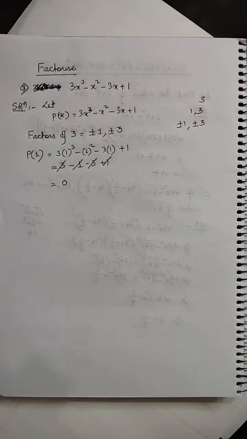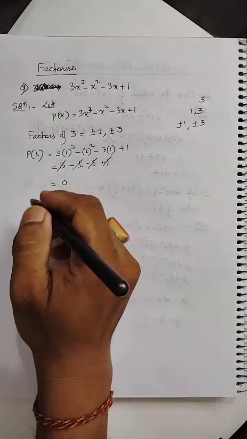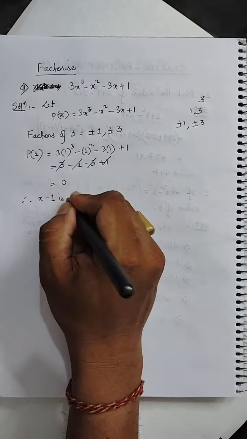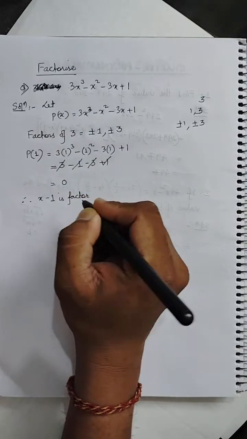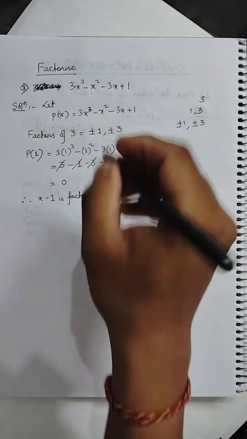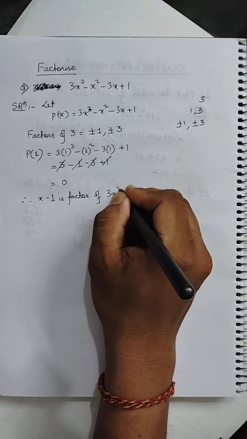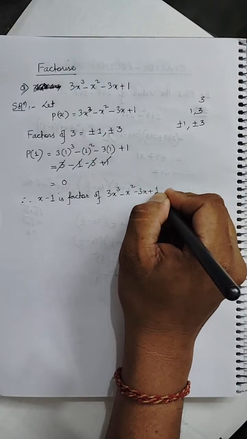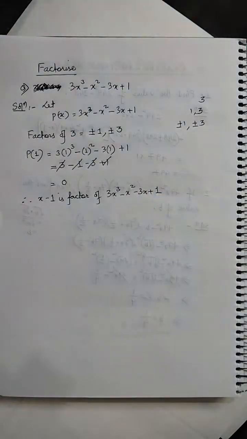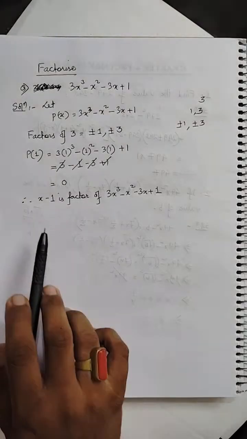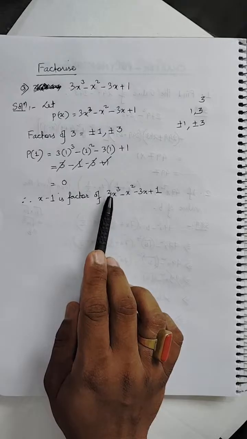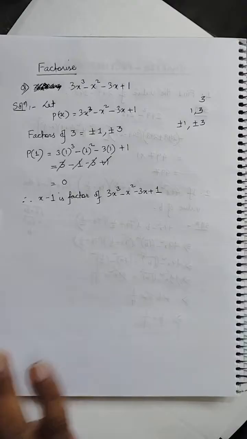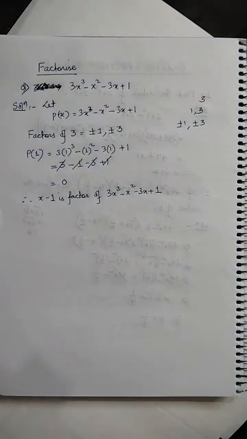So if P1 is equal to 0, then we can claim that x minus 1 is a factor of the polynomial. Or let me write the polynomial, 3x cube minus x square minus 3x and plus 1. Okay, so like I said at the start of the question, since this is a cubic polynomial, ये cubic polynomial है, right? So इसमें 3 factors लिखेंगे. So out of the 3, एक तो मिल गया है x minus 1, है ना? तो बाकी 2 को निकालते हैं अभी.